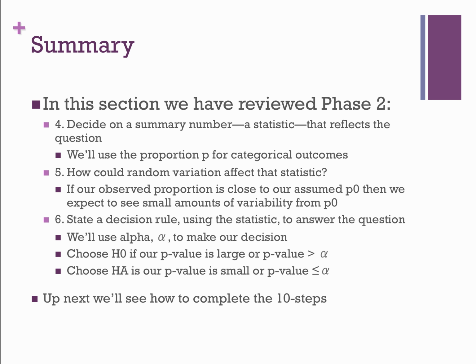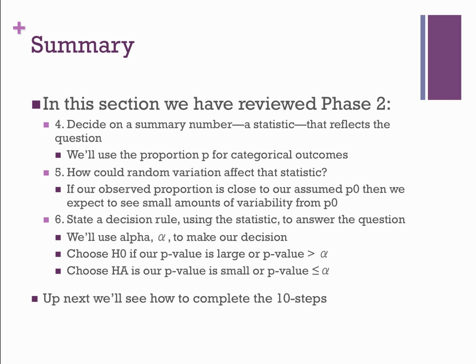How could random variation affect that statistic? If our observed proportion is close to our assumed, so if what we saw is close to what we assumed in our null, then we expect to see small variability away from the null hypothesis. We will then state a decision rule using the statistic. We're going to use alpha. We'll choose H naught if our p-value is large, or if it's larger than alpha. We'll choose HA if our p-value is small, or if it's less than or equal to alpha.